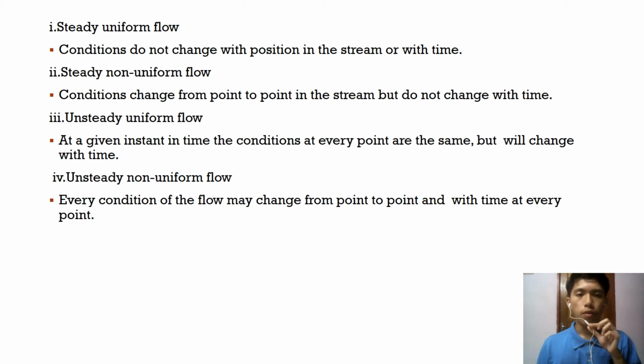Unsteady uniform flow: at a given instant in time, the conditions at every point are the same but will change with time. For example, a pipe of constant diameter connected to a pump pumping at a constant rate, which is then switched off. Unsteady non-uniform flow: every condition of the flow may change from point to point with time at every point, such as a wave in a channel.